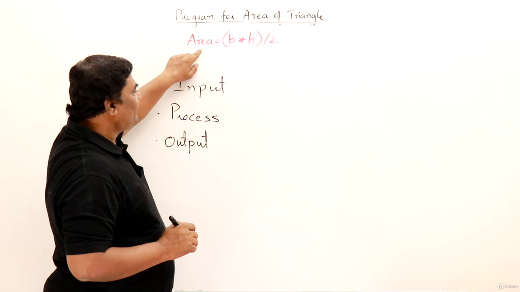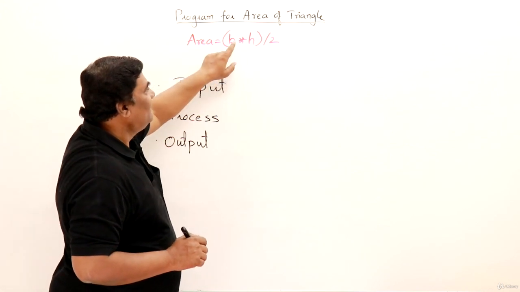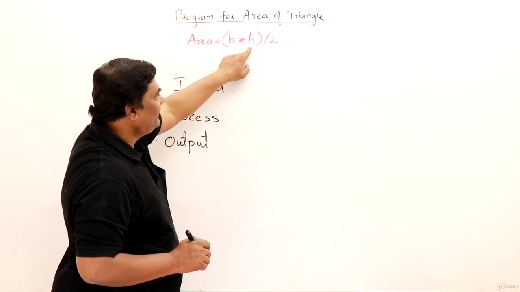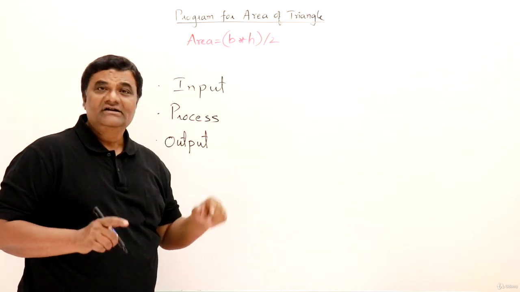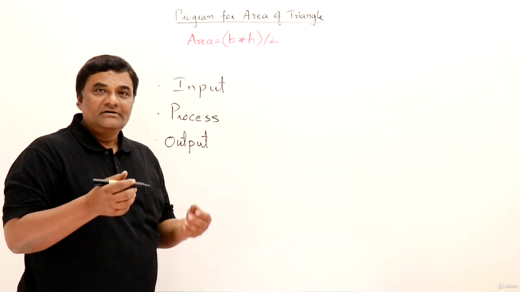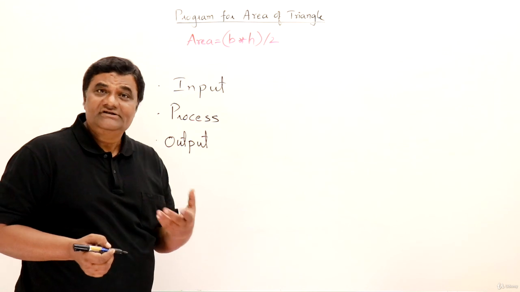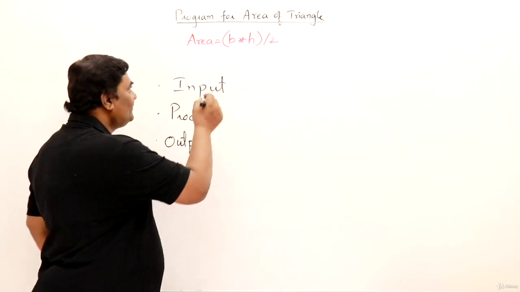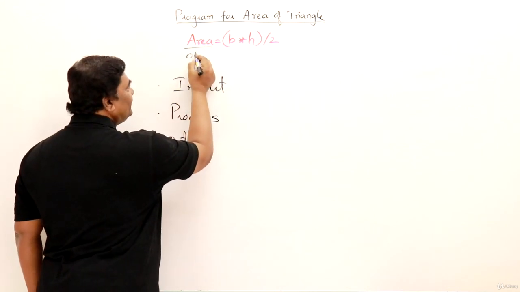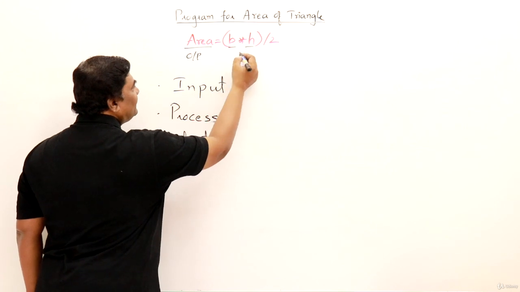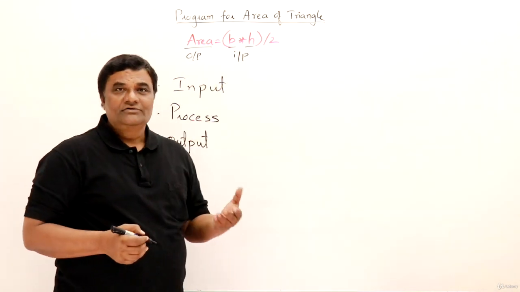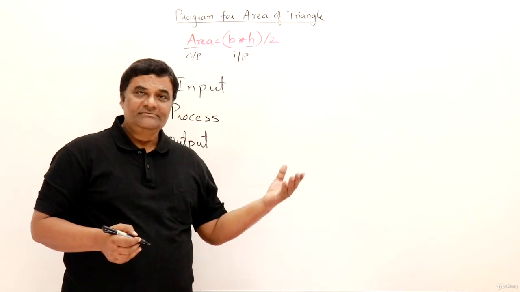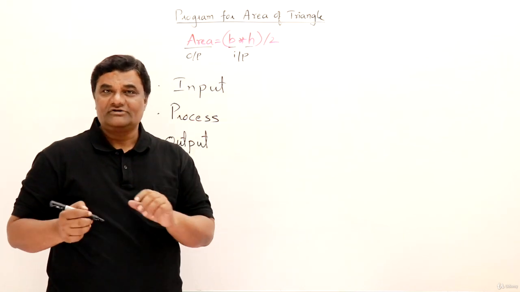We have to write a program for finding the area. So this is the formula: base into height divided by 2, and that is area. In this, what is input? Base and height are input. Then what is output? Area is output. So these two are the inputs of the program, right? Now the program should take two inputs and then give the output.